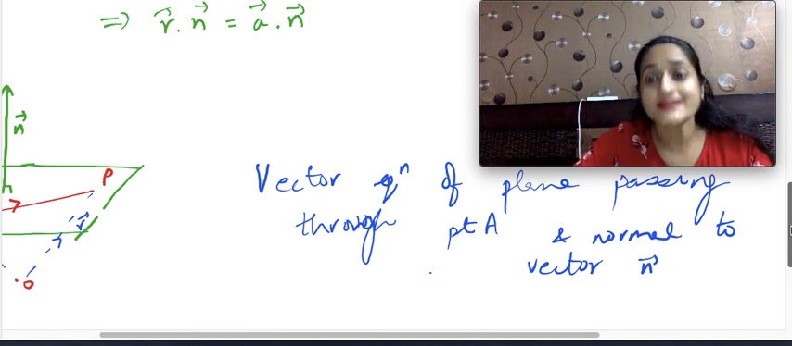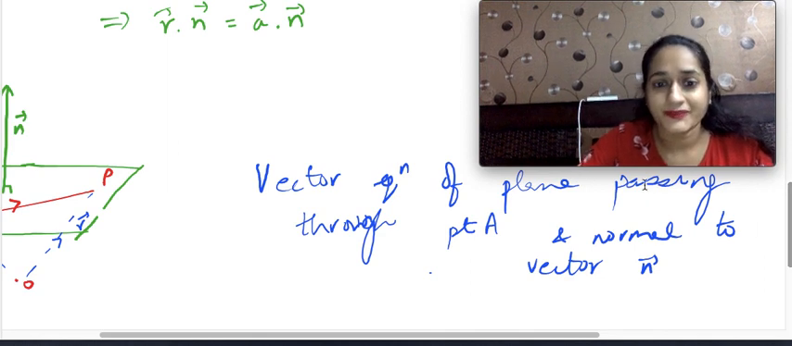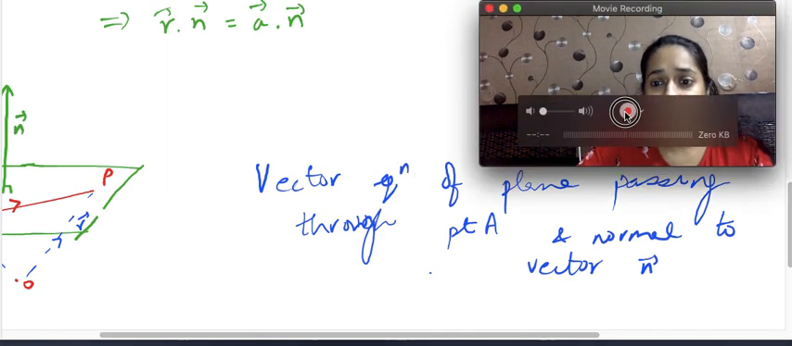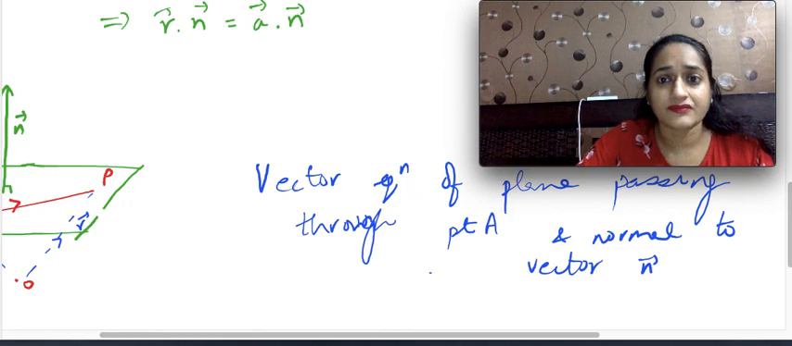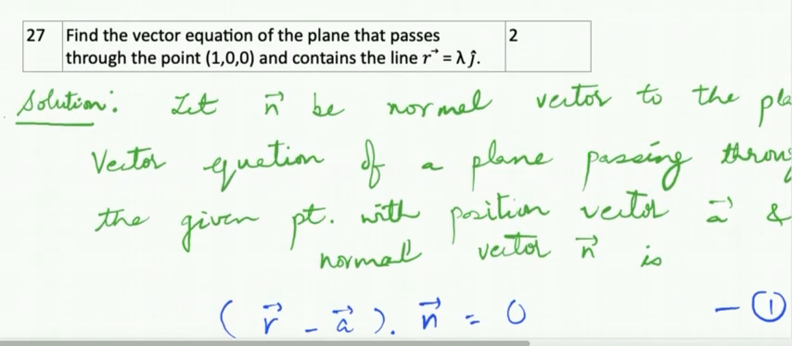So now let us discuss a 2 marker question based on it. Find the vector equation of the plane that passes through the point 1, 0, 0 and contains the line r equal to lambda j cap.